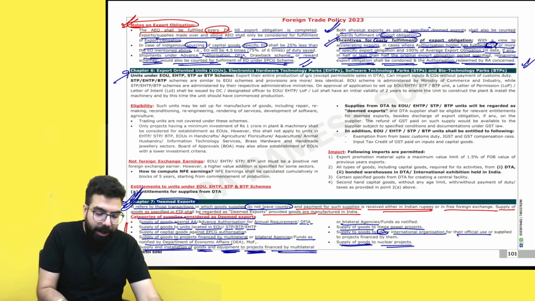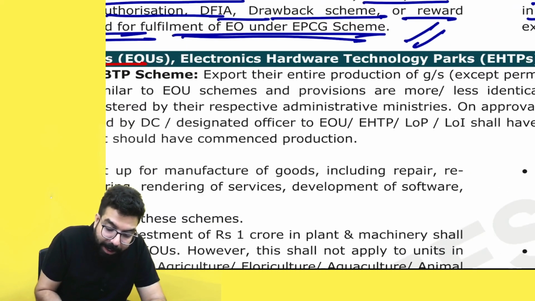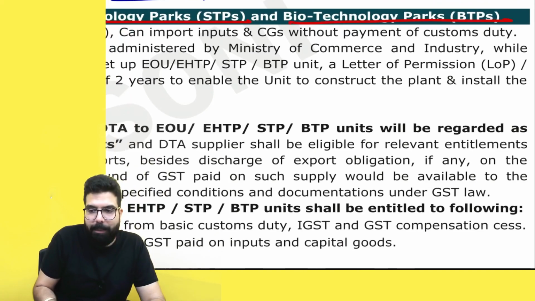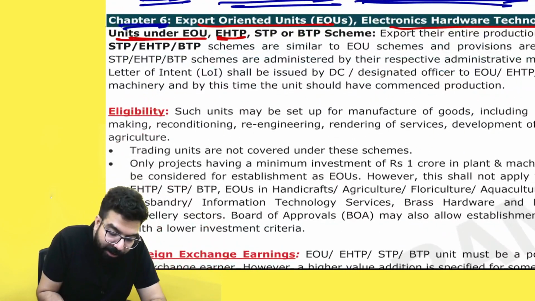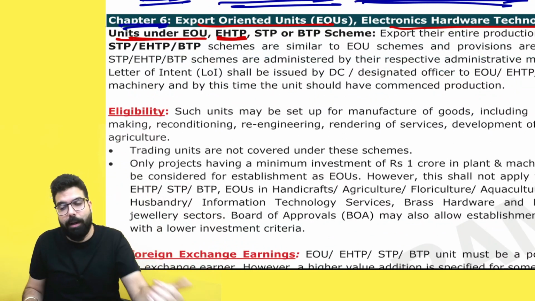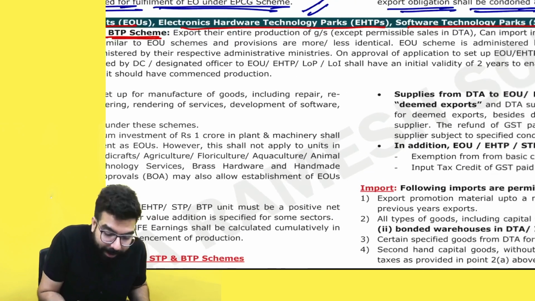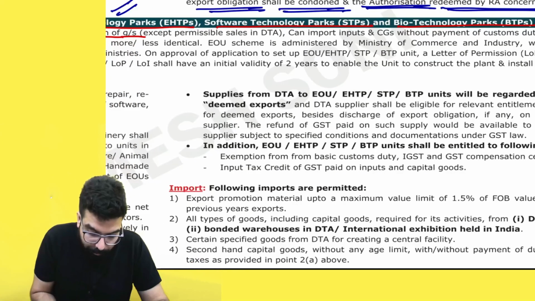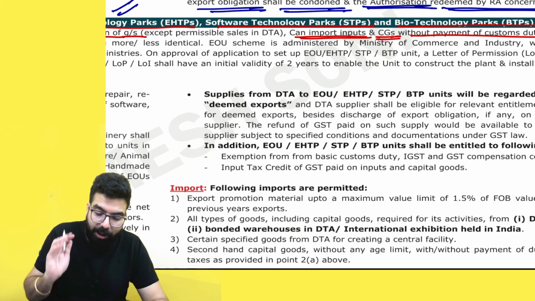The next one over here is chapter number 6, EOU, Export Oriented Unit, Electronic Hardware Technology Park, Software Technology Park and Biotechnology Park. Basically, they are going ahead and telling units under the EOU, EHTP. So, if you are a unit set up under EOU or you are set up under EHTP or Software Technology Park or Biotechnology Park, export their entire production of goods or service, can import inputs and capital goods without payment of custom duty.